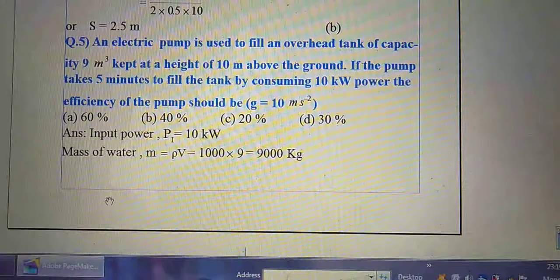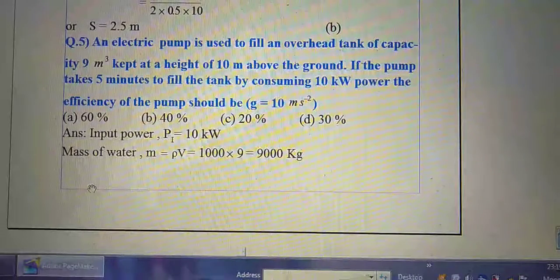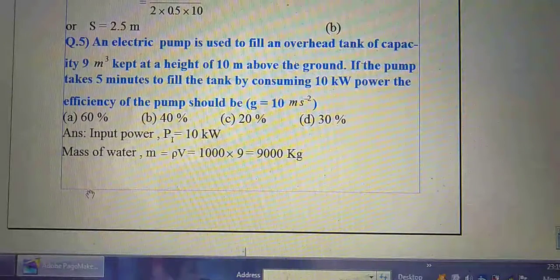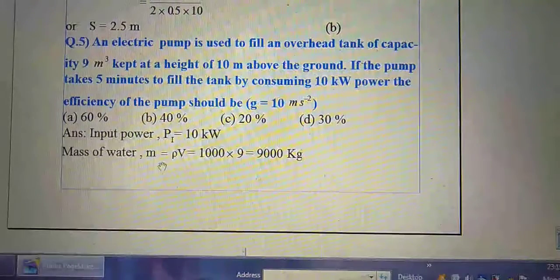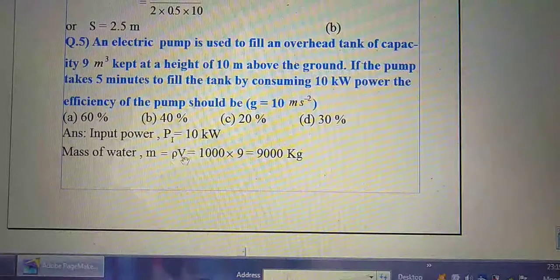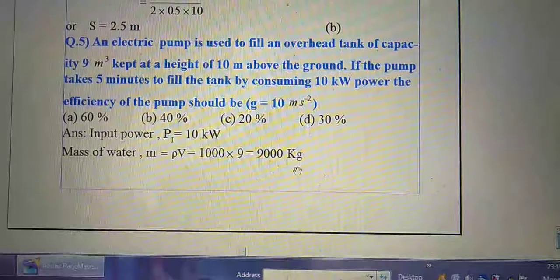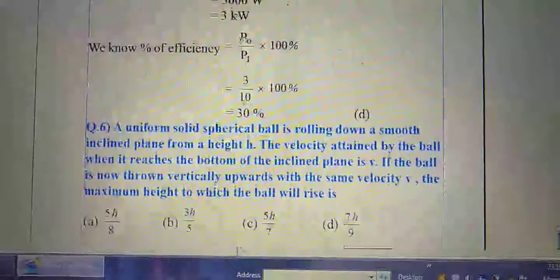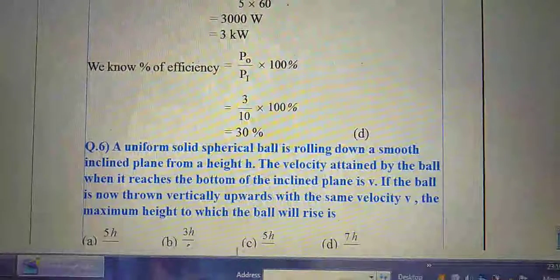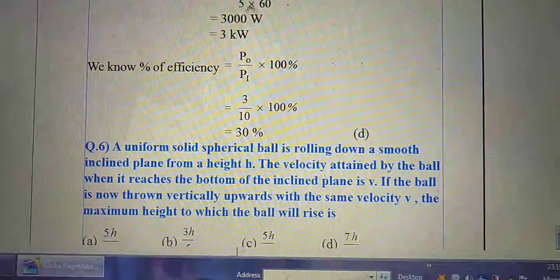So input power is given, that is 10 kilowatt. So here we have to find out the output power, and what is efficiency? Output by input. So here we have to use the formula of power, that is mgh by t. So first we have to find out the mass. Mass of water equal to rho v. Rho is the density, v is the volume, and density of water is 1000, v is 9, already given. So how much mass? That is 9000 kg. So power is mgh by t. m is 9000, g is 10, h is 10, t is 5 minutes, that is 5 into 60 seconds.